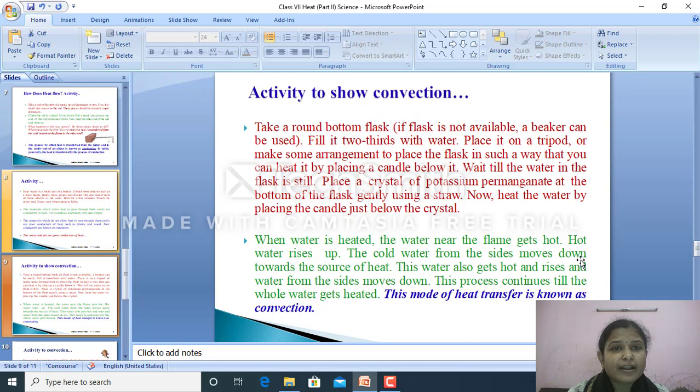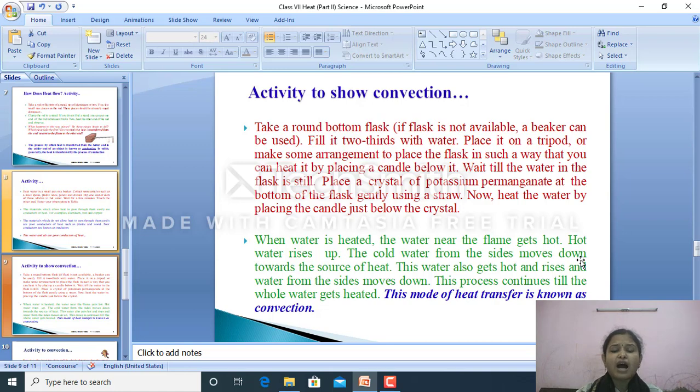So this is an activity you can see here. We will take a round bottom flask. The figure you can see in your book if it's there, or just listen. This activity is very simple. You take a round bottom flask, you fill it with water, place it on a stand and heat it. Then you place a crystal of potassium permanganate. Potassium permanganate color is purple, so you keep that crystal also in water and you heat it.